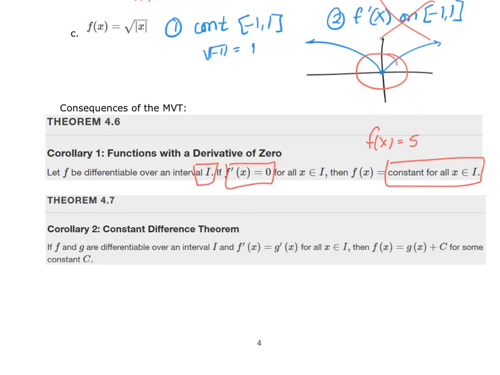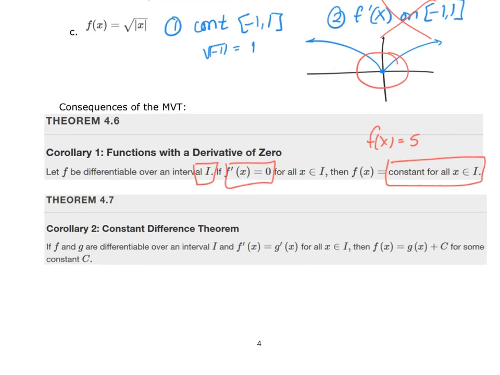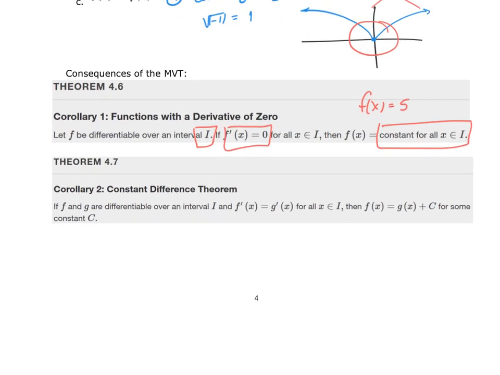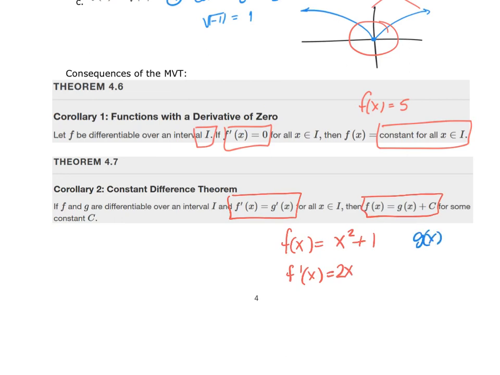The other thing I get is that if it's differentiable on some interval, and if my derivatives are equal to each other, then my functions are just a constant apart. So as an example, if I have f of x is equal to x squared plus 1, my derivative is equal to 2x. But if I had g of x is equal to x squared, my derivative of my function g of x, not f prime, g prime of x is equal to 2x. Now these two are equal, and you can see that they are a constant apart.